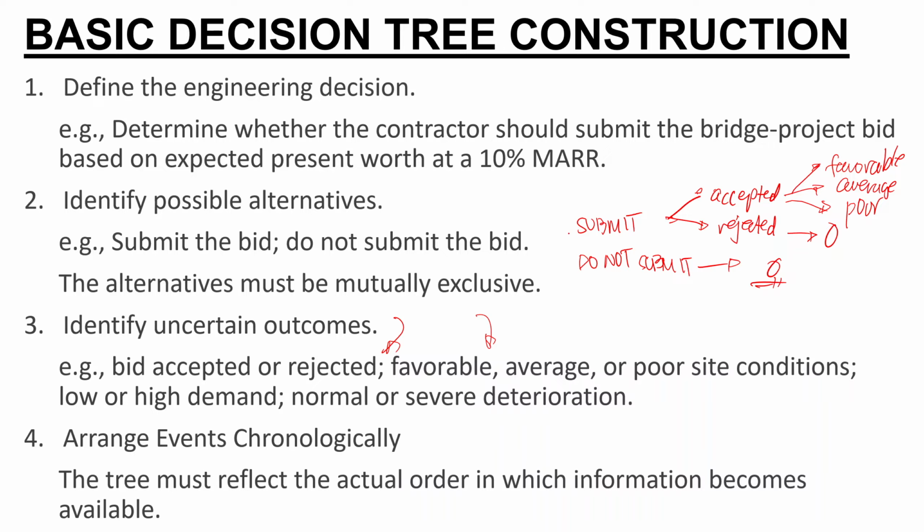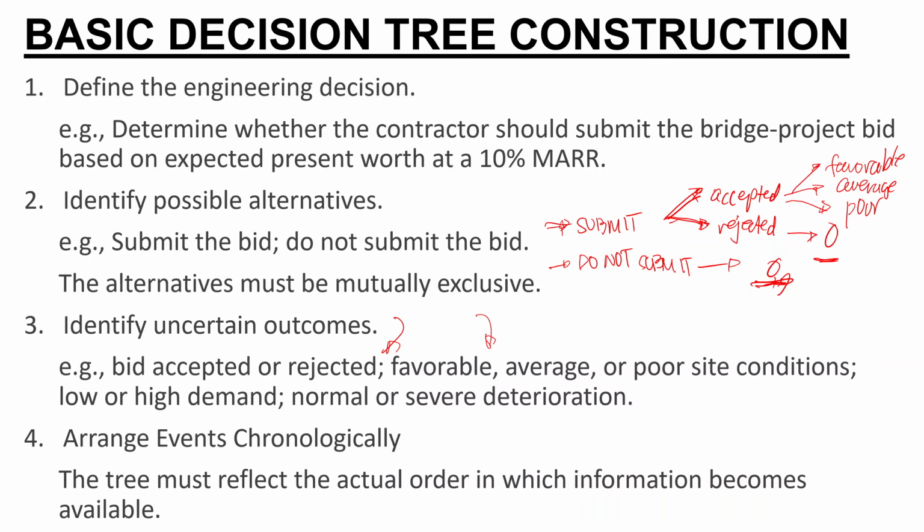Because we are dealing with sequential decisions, right? Submit, do not submit, and what will happen if you do not submit? Then you will have no profit. And if you submit the bid, what will happen? Your bid might be accepted or rejected. If your bid is rejected, what will happen? These are the events. This should be chronological. You cannot put the accept or reject first and then whether you submit the bid or not.